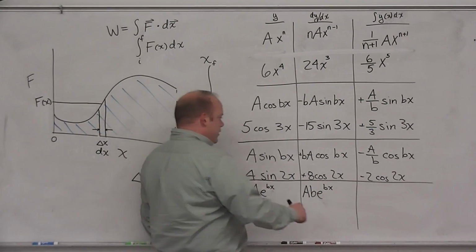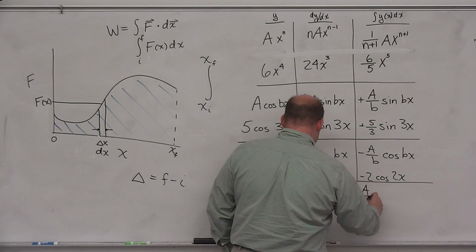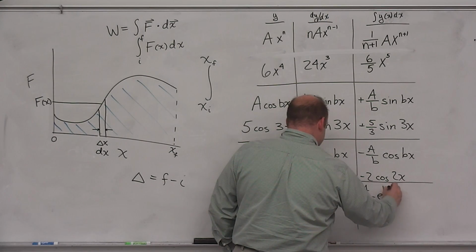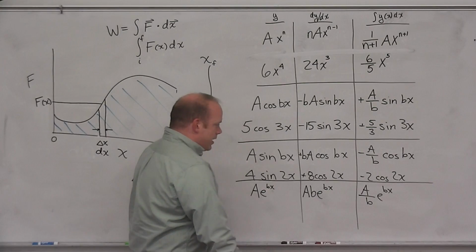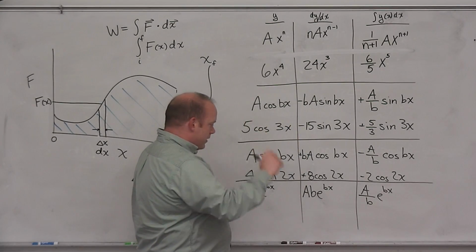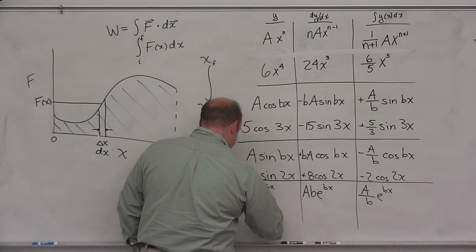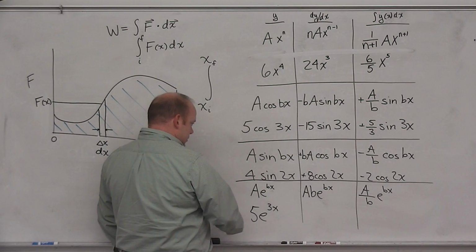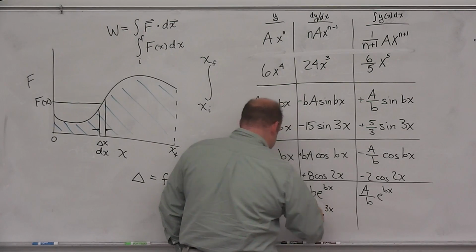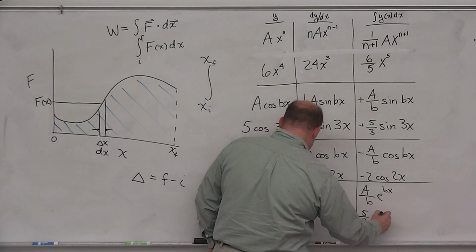And if I do it over here, if I want to do the integral, it's a over b e to the bx. Take the derivative of that, the b comes out, multiplies by a over b, and I get a e to the bx, which is what I had in the first place. So 5 e to the 3x would be 5 over 3 e to the 3x.